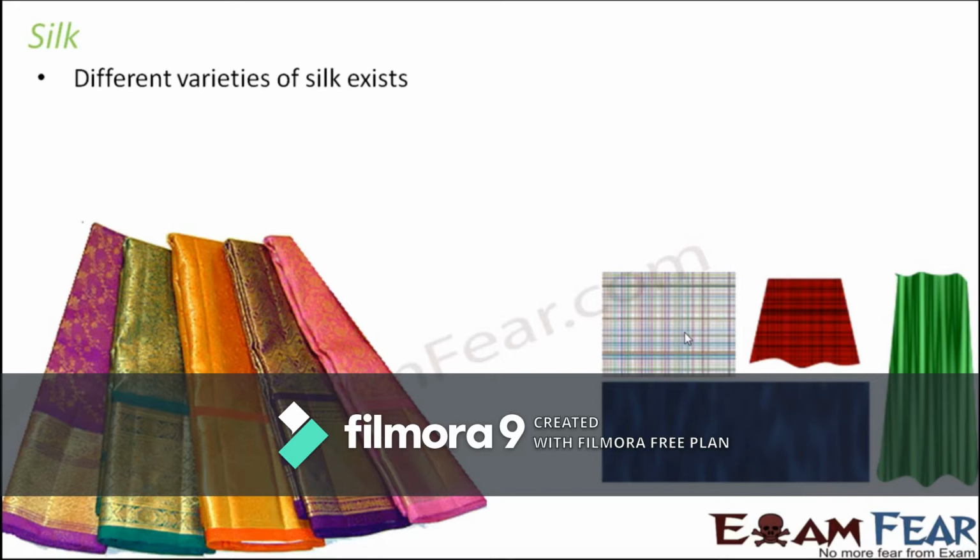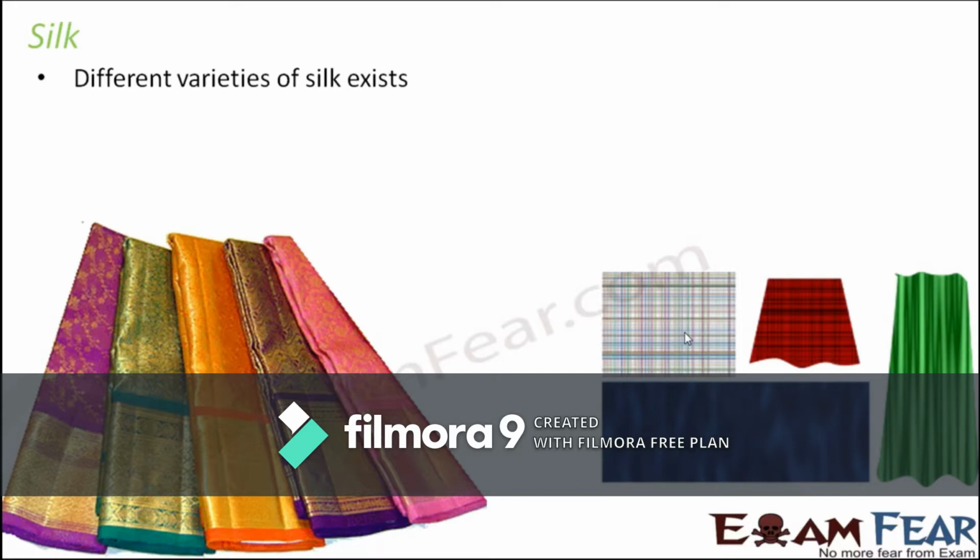Now you will have different names when you go to a shop. It may be a Tassar silk, it may be a Muga silk, it may be a Banarasi silk. So there are so many different types of silk which are available, and all of them vary in their price, all of them vary in their quality. Even though they are all silk, they are all the natural silk.